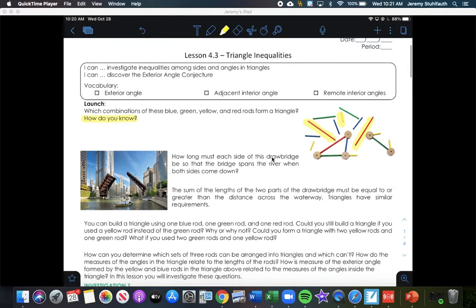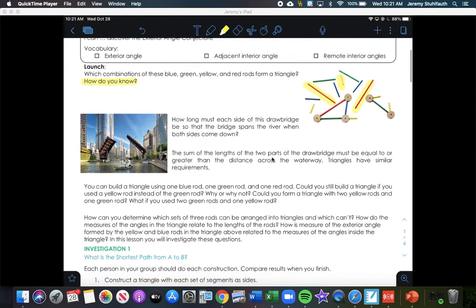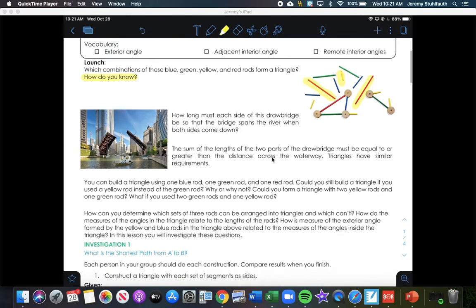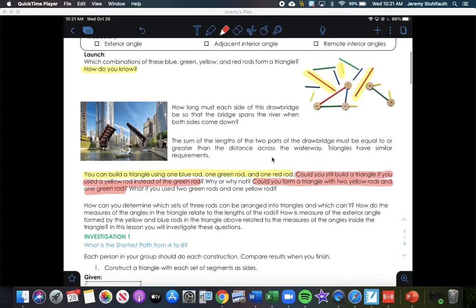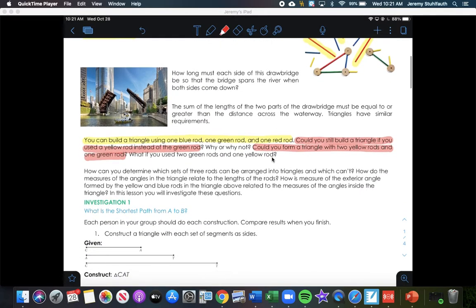We could take these rods and build a triangle using one blue rod, one green rod, and one red rod. But then the question comes up, could we still build a triangle if we used a yellow rod instead of the green rod? Why or why not? Could you form a triangle with two yellow rods and one green rod? Why or why not? Or what if you use two green rods and one yellow rod?